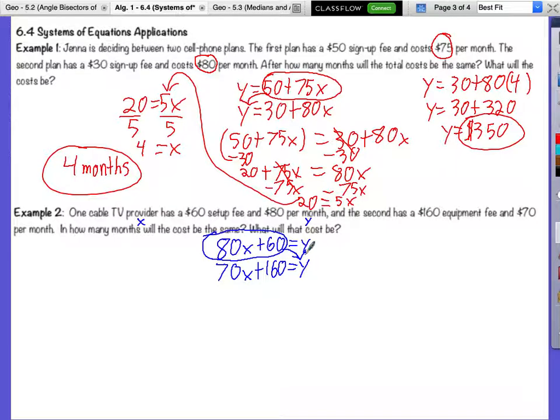Christian, help me write this new equation. 70x plus 160 equals 80x plus 60. Very good. The left side stays unchanged in this bottom equation. And now instead of the y, we have 80x plus 60, what we're substituting in for it.